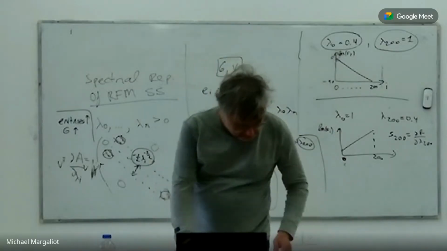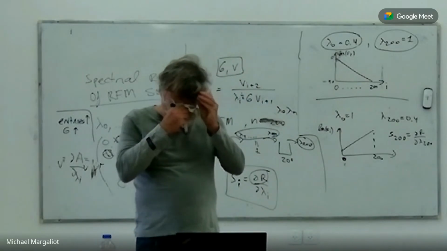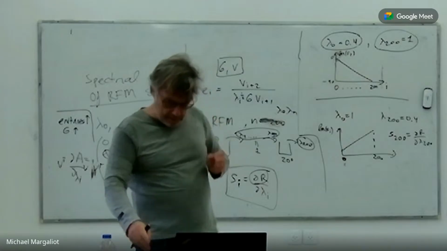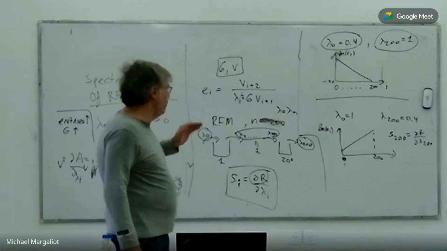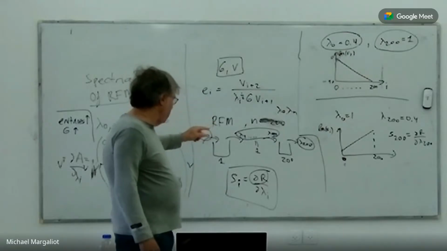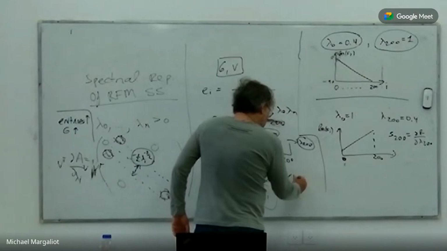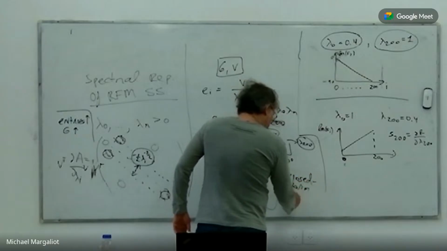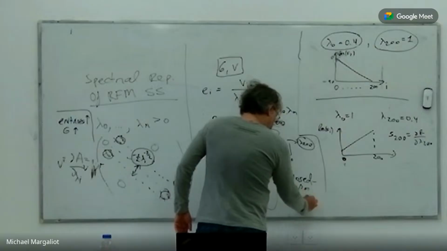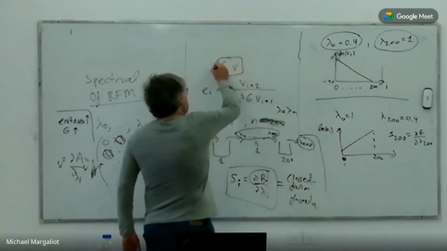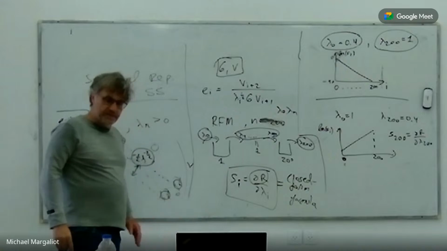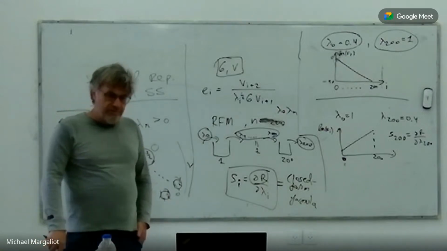Questions about this sensitivity analysis. So as I said, the main advantage is that you have a closed form formula in terms of the spectral properties, which are sigma and V, for the sensitivities of the RFM.